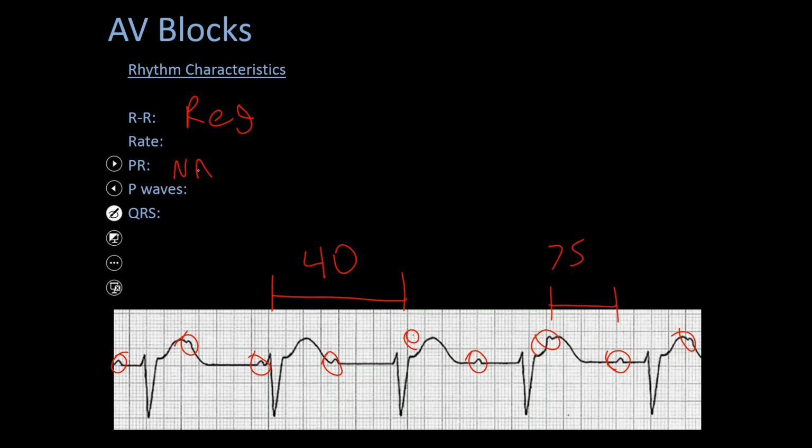PR is NA because this P wave did not cause this QRS to happen. They are completely two separate rhythms that are superimposed over one another. And the QRS width looks like about 5 small boxes. So I'm going to say the QRS width is about 0.20.